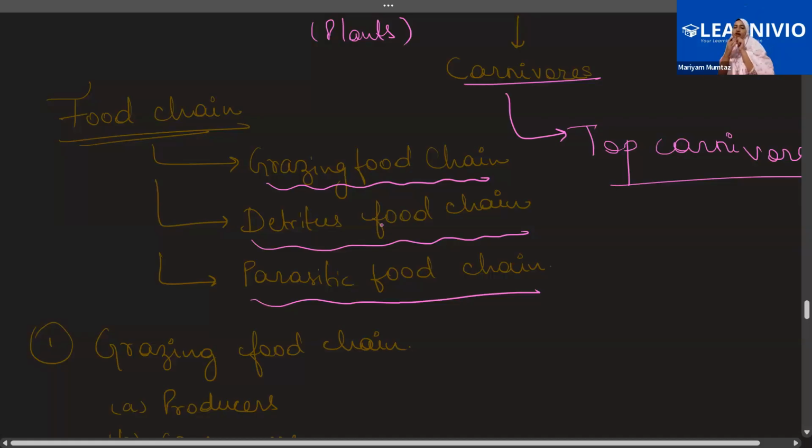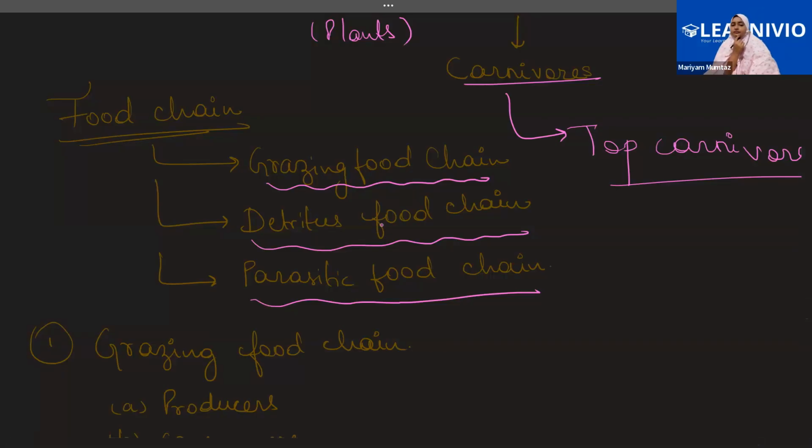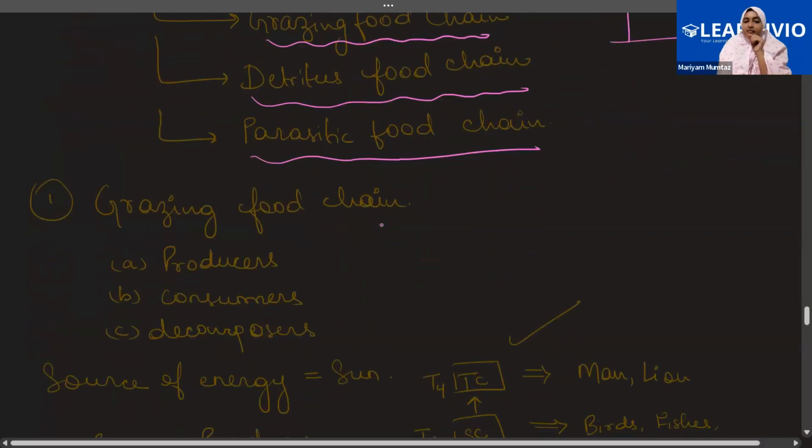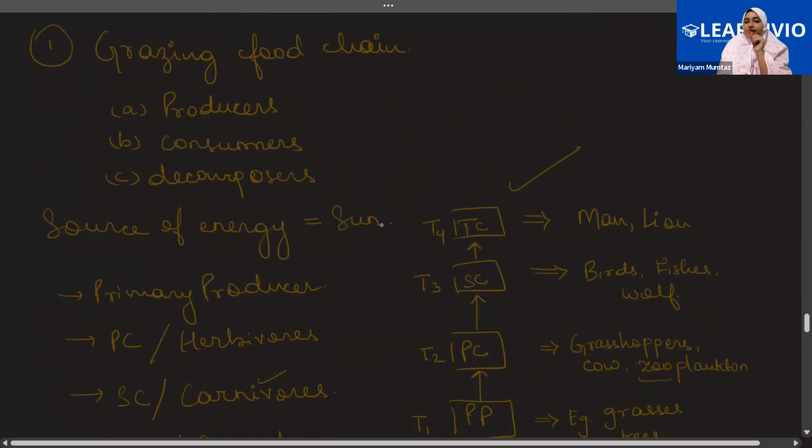Now, every food chain can be modified depending upon the organisms that are involved, right? For example, if it is only the parasites and the dead and decaying matter, then we call it the parasitic food chain. Likewise, food chains can be modified in many ways. The first one is the grazing food chain, which consists of the producers, the consumers, and lastly the decomposers.